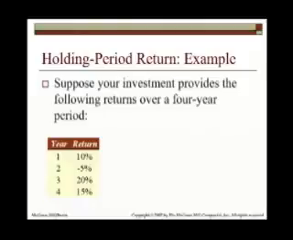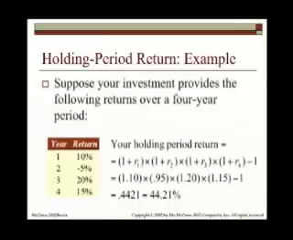Here's an example. Suppose in year 1 we earn 10%, year 2 we lose 5%, year 3 we gain 20%, and year 4 we gain 15%. If we multiply 1 plus each of those returns, so 1 plus 10% is 1.1, 1 plus a negative 5% is 0.95, 1 plus 20% is 1.2, and 1 plus 15% is 1.15. Multiply those together and subtract 1. We get a holding period return of 0.4421, or 44.21%.